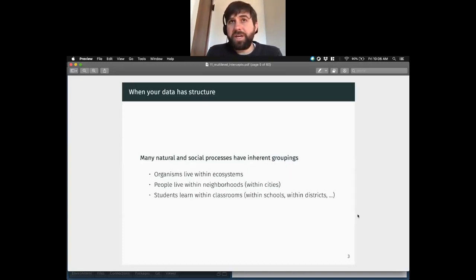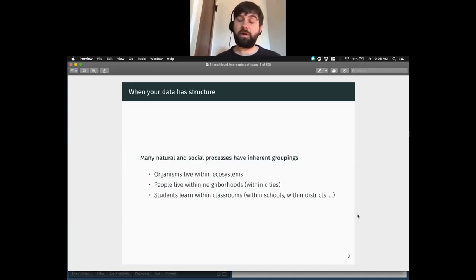An obvious one within education research is that students learn within classrooms, right? And so your test scores, if you're a student, could be a function of the teacher that you're exposed to. And the performance of that teacher or the performance of that classroom could be a function of the school that they're in, which could be a function of the district that they're in, right? Which could be a function of the state that it's in. And so all of those levels can influence what's happening to our data. And a multi-level model is a really convenient way for us to capture all these differences.